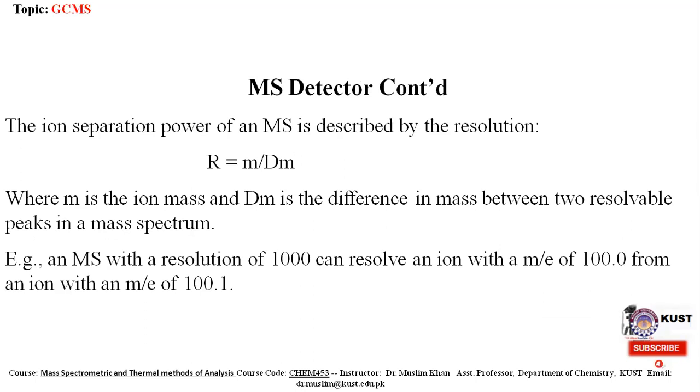The ion separation power of an MS is described by the resolving power of the mass spectrometer. Resolution is defined as the mass M divided by delta M, where M is the mass of the ion and delta M is the difference in mass between two resolvable peaks in a mass spectrum. For example, an MS with a resolution of 1000 can resolve an ion with a mass to charge ratio of 100 from an ion with a mass to charge ratio of 100.1.